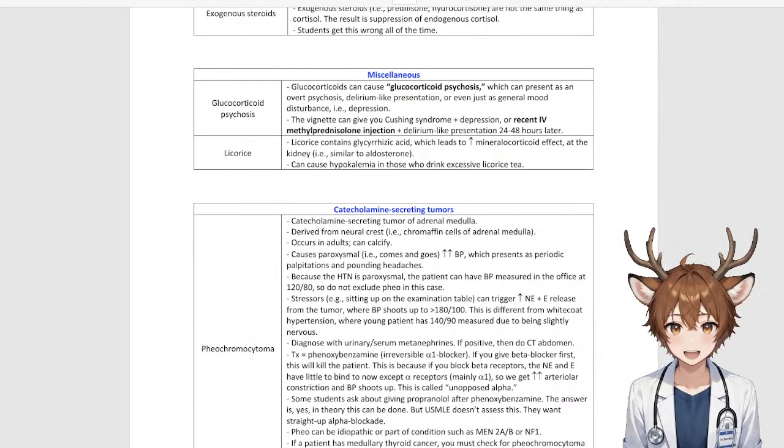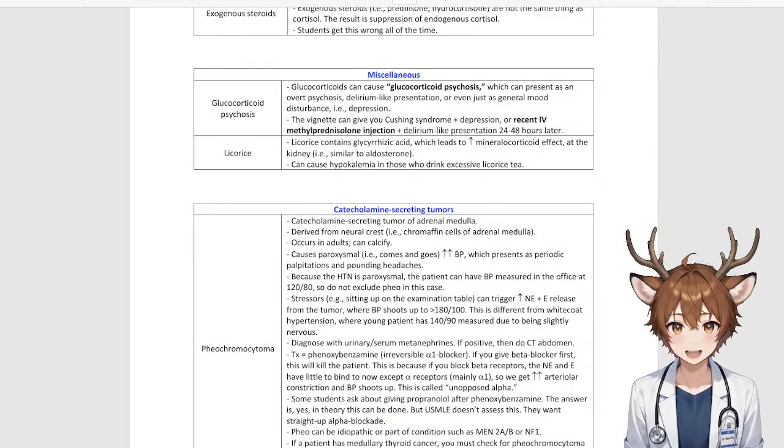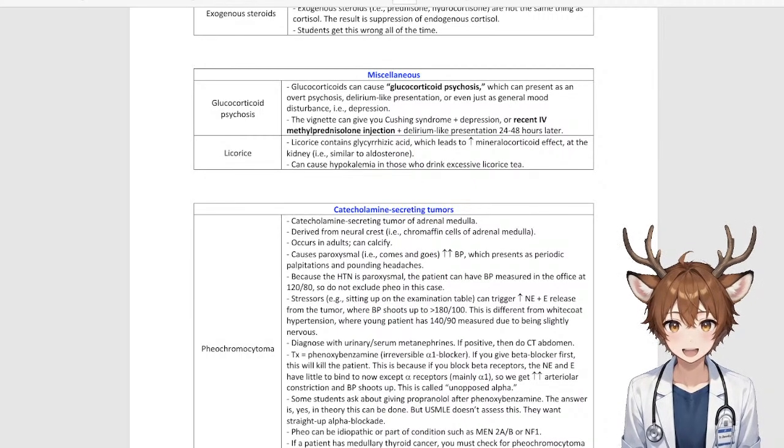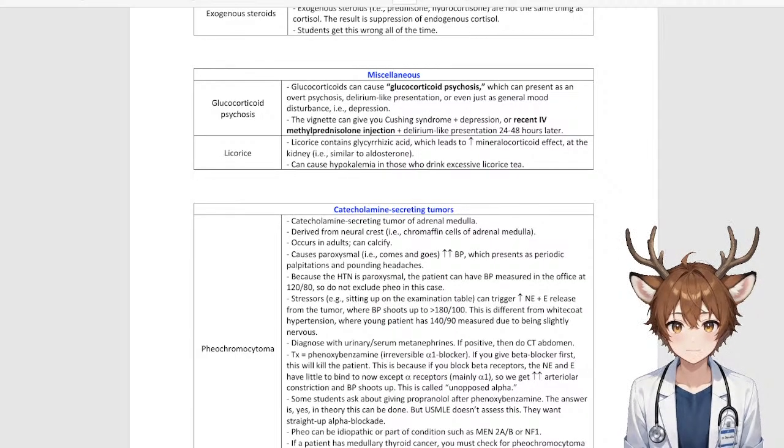Licorice contains glycyrrhizic acid, which leads to an elevation in mineralocorticoid effect at the kidney, that is to say, similar to aldosterone. It can cause hypokalemia in those who drink excessive licorice tea.